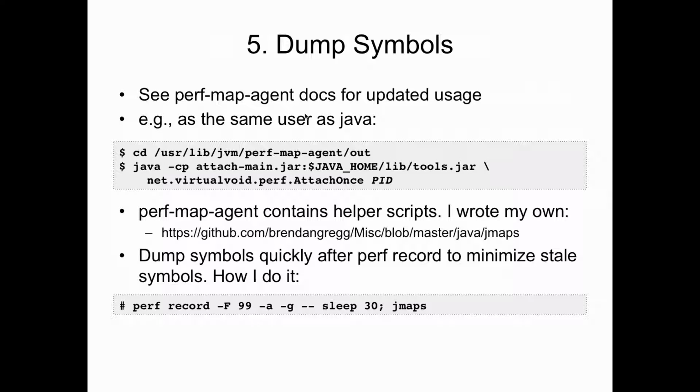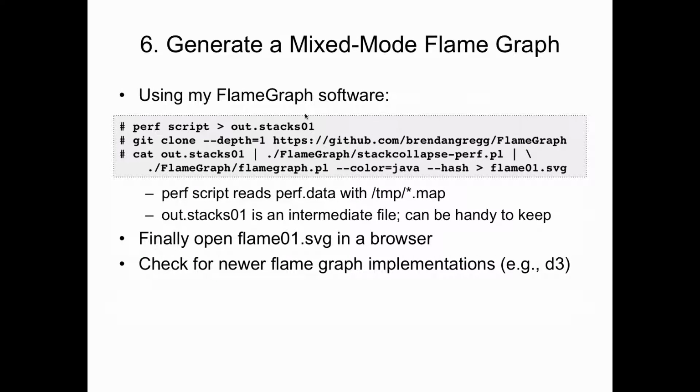I never want to type chown user such and such. And so perf-map-agent came with its own helpers. I've written my own helper, which is also unsupported, jmaps, so I'm sure you'll write your own. So you end up automating that step where it dumps the symbols out, and then you use flame graph software, which could be mine, it could be someone else's, to generate the mixed mode flame graph.